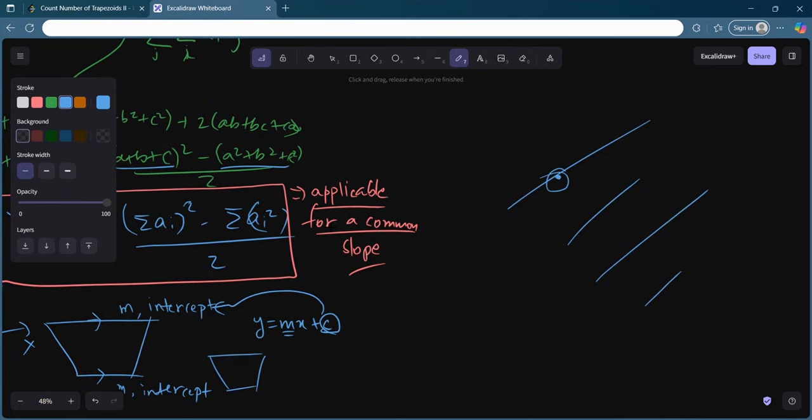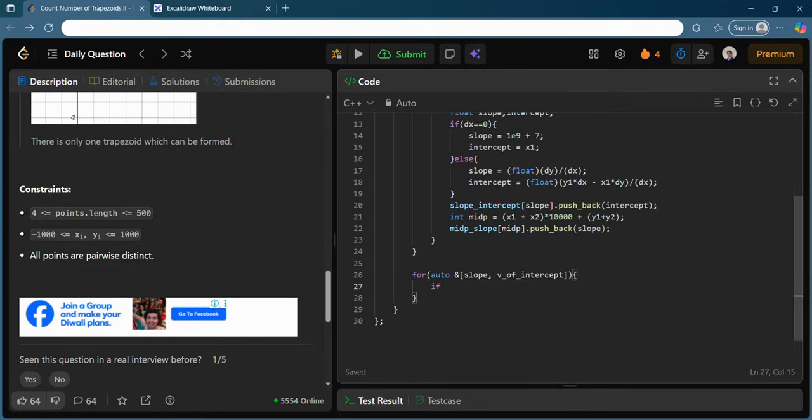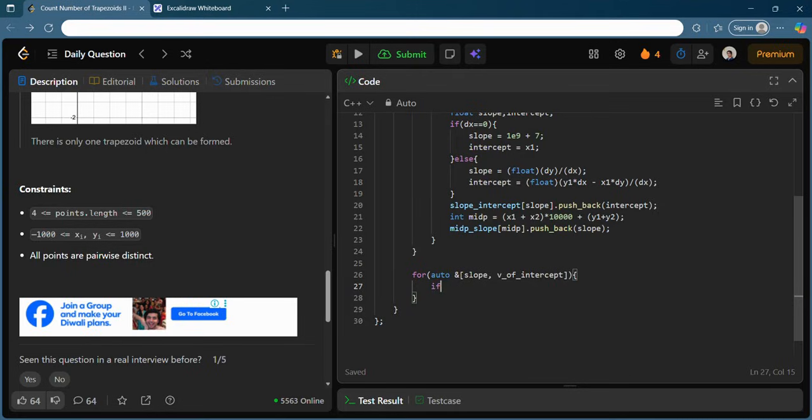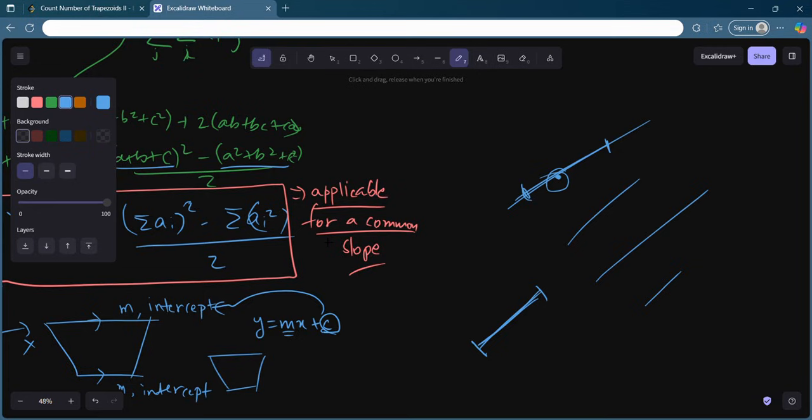Now if there is only a single point or single line segment you have with you, then you do not need to do anything, right? You cannot count anything extra, because let's say there are no parallel lines, you cannot form any trapeziums with that. So if vector of intercept dot size is 0, just simple, you just continue, you do not have anything to add to your answer. You have your answer with you, which is over here 0.